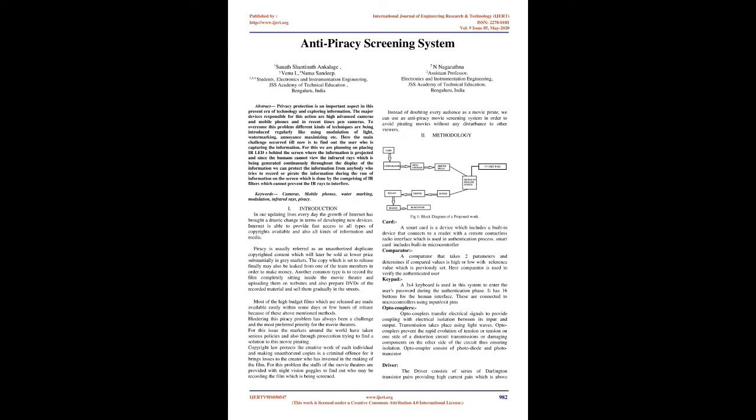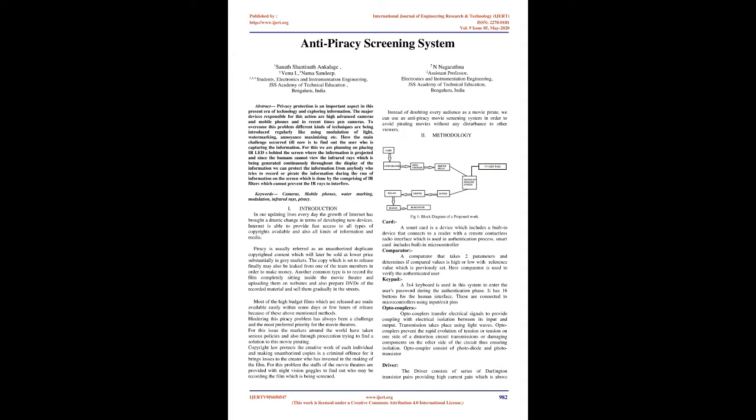For this we are planning on placing IR LEDs behind the screen where the information is projected. Since humans cannot view the infrared rays, which are generated continuously throughout the display of the information, we can protect the information from anybody who tries to record or pirate it during the run of information on the screen, which is done by IR rays that the filters cannot prevent from interfering. Keywords: cameras, mobile phones, watermarking, modulation, infrared rays, piracy.